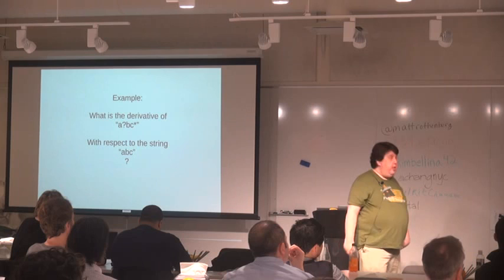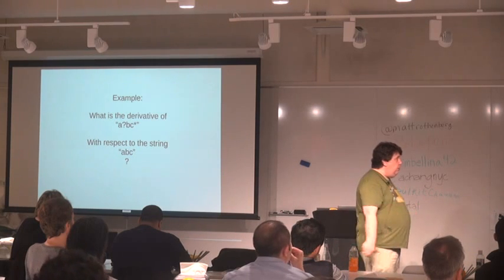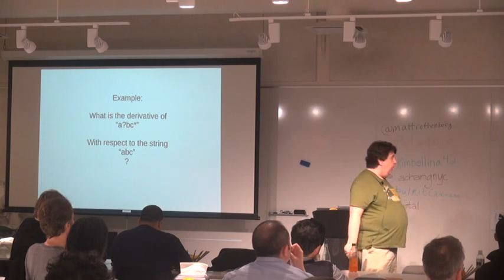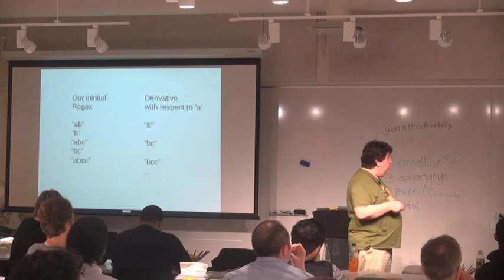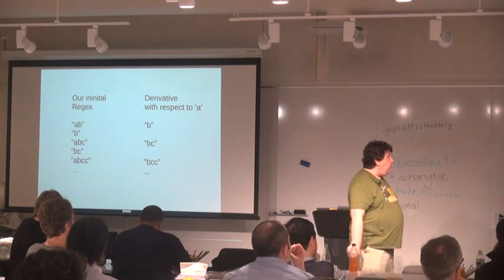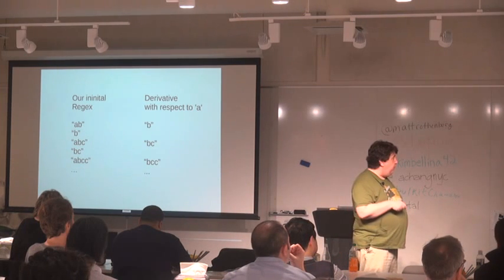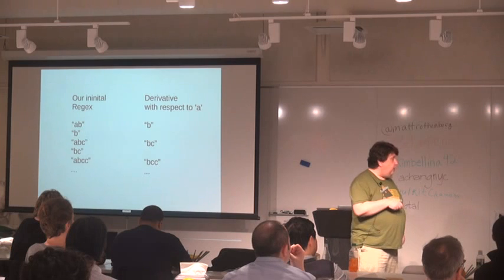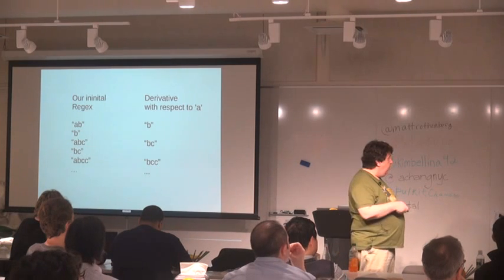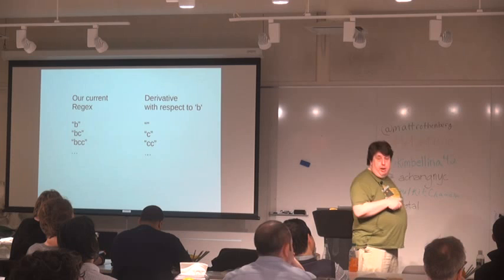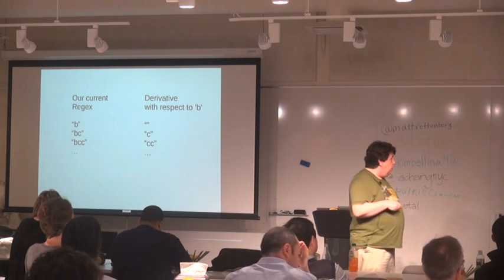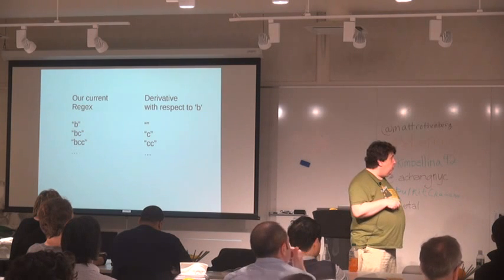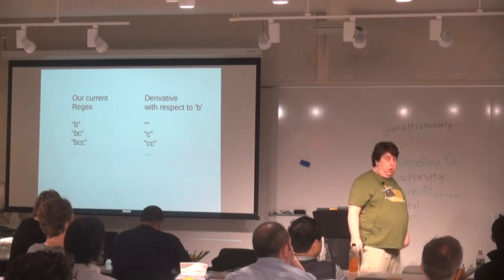So, what is the derivative of our example regular expression with respect to the string ABC? Again, we start with our initial regular expression. We take its derivative with respect to A. That's B, BC, BCCC. I've compressed it down here, and we take the derivative with respect to B. Note all the strings here start with B, so all the B's are removed, giving the empty string, C, CC, etc.